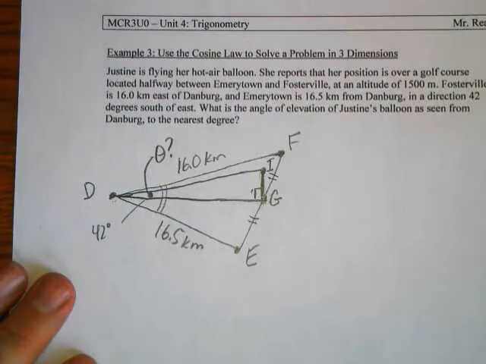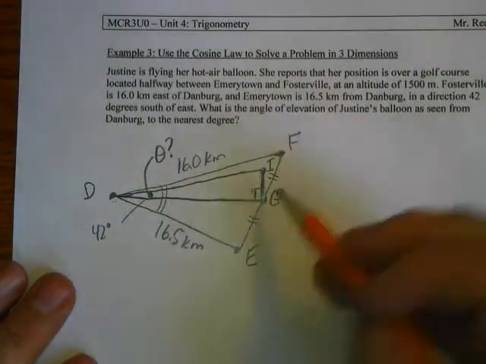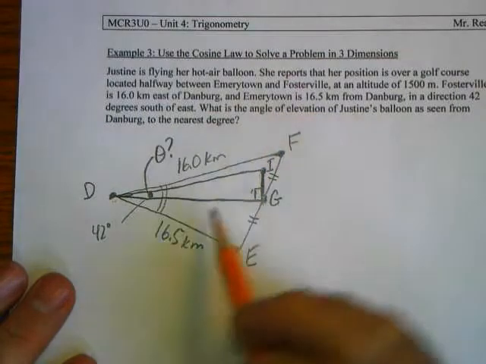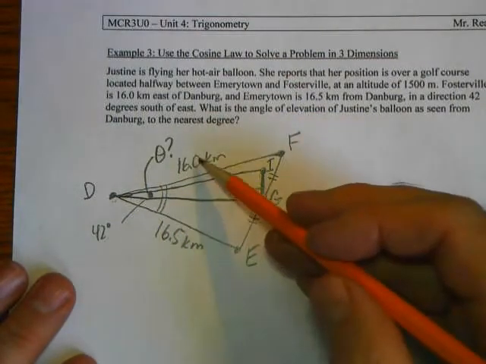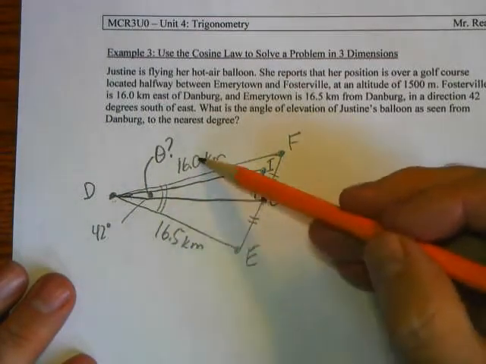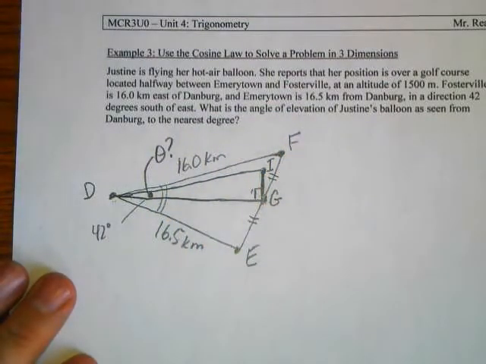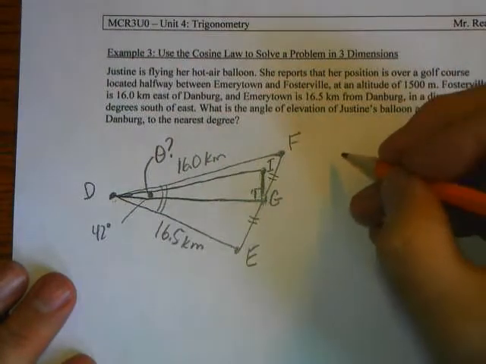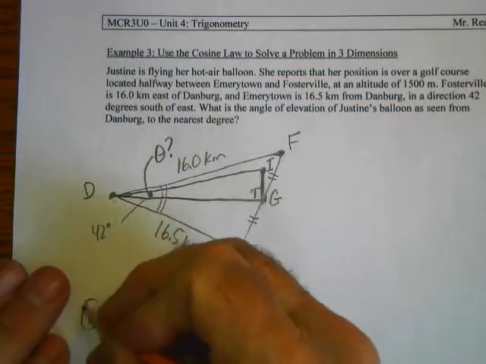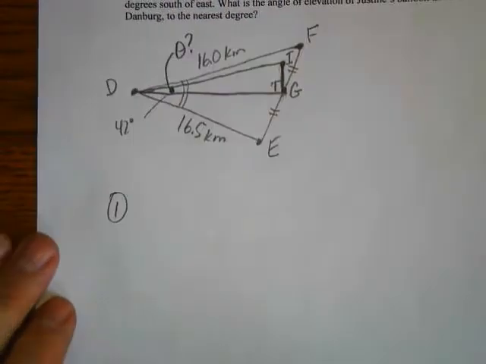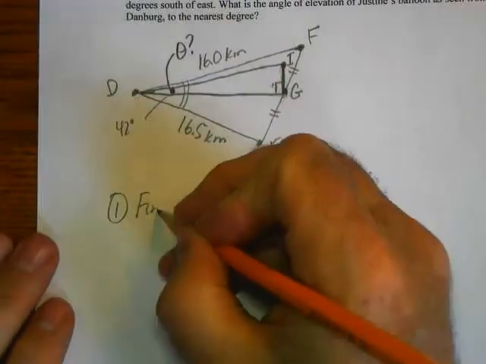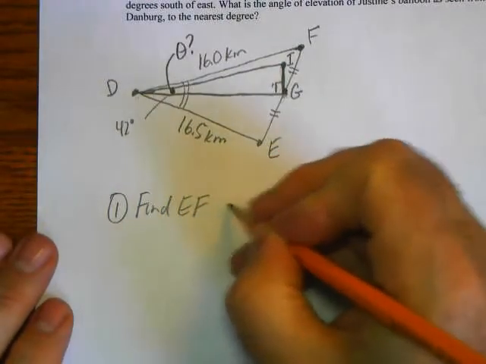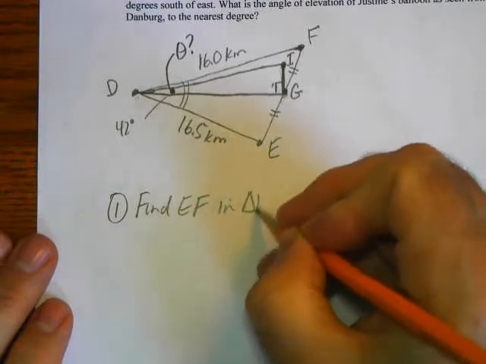So the first thing I'm going to do is look at the big triangle DEF, and I want to see what I've got with that side. I've actually got 2 sides and the enclosed angle of 42. So that, there's our hint, cosine law. So I'm going to use cosine law to find EF in triangle DEF.